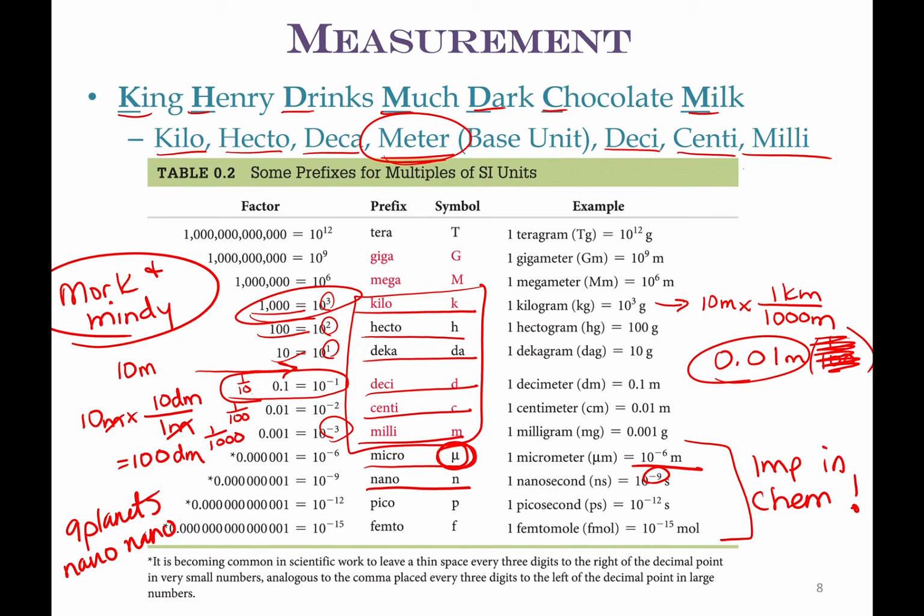Micro is -6, nano is -9, and pico is -12. Femto is also popular, but I would say that these three are probably things that you should know at this point. Between microbio and chem, they're pretty popular.